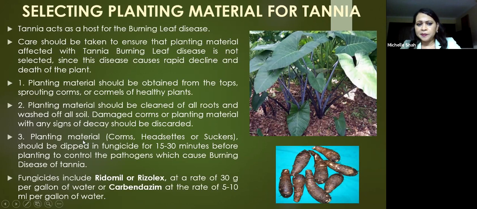Planting material should be dipped in fungicide for 15 to 30 minutes before planting to control pathogens which cause burning disease of tanya. Fungicides include Rhizomil or Rizolex at a rate of 30 grams per gallon of water, or carbendazim at a rate of 5 to 10 grams per gallon of water. So we have the tanya corms shown in the photo, and this is the plant as shown.